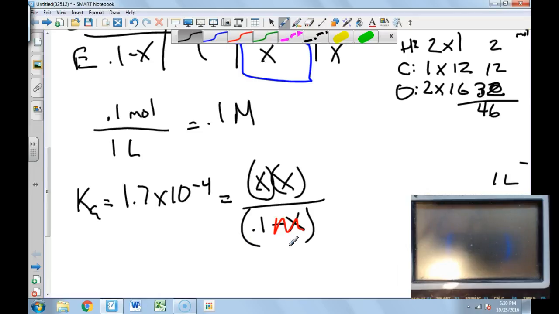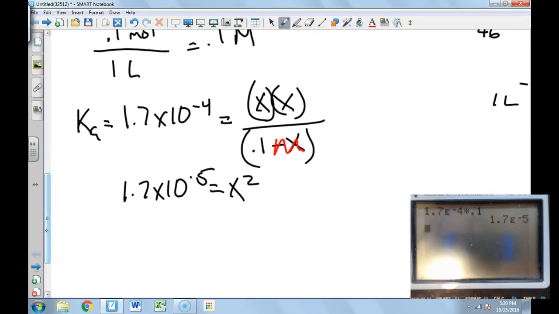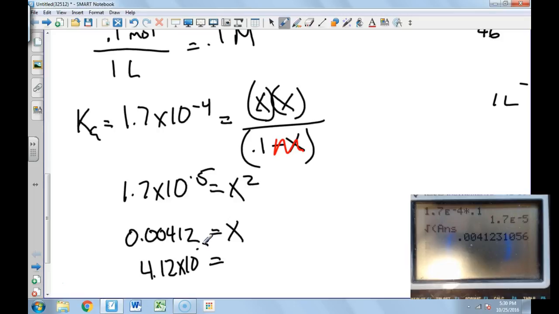So we multiply both sides by 0.1. Let me turn on my calculator. We get 1.7 times 10 to the minus 4 times 0.1, and we get 1.7 times 10 to the minus 5, and that equals x squared. Now we take the square root of that, and x is going to equal 0.00412. It can also equal 4.12 times 10 to the minus 3.